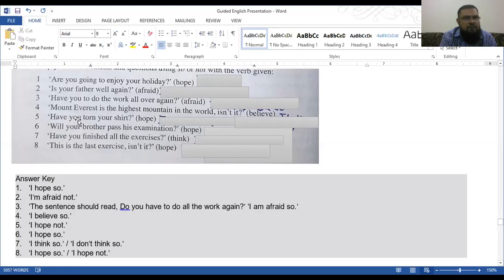Number five, have you torn your shirt? I hope not. Students, hope and hop. Hopping is the jumping, and hope is the wish. Hop is H O P, hopping H O P double P I N G, and hoping is H O P I N G. So hope and hop, there is difference in reading and pronouncing.